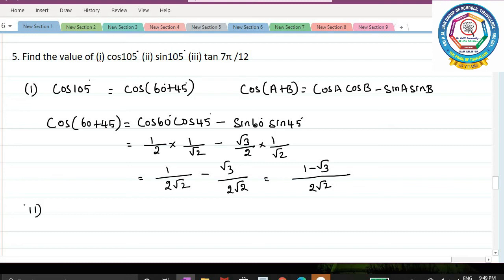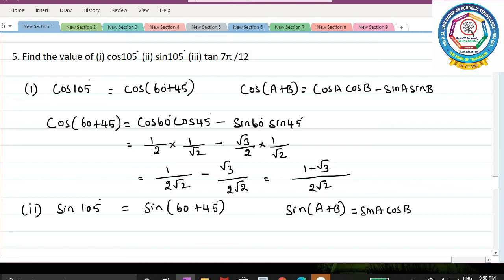Then second subdivision, sin 105. This sin 105 also I am going to split as sin of 60 plus 45. So it is in the form of sin of A plus B formula. So what is sin of A plus B equal to? Sin A cos B, then plus cos A sin B. Here instead of A place is 60, B place is 45.